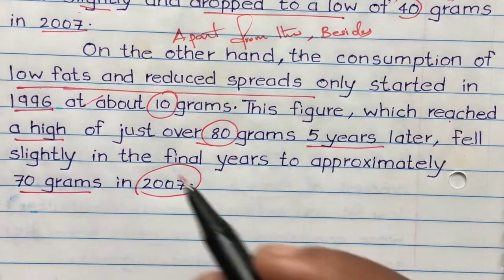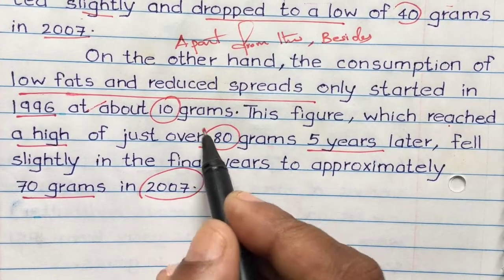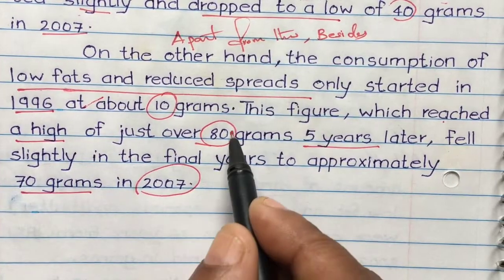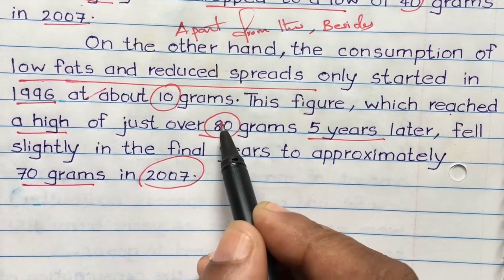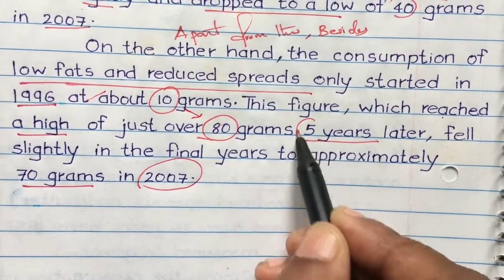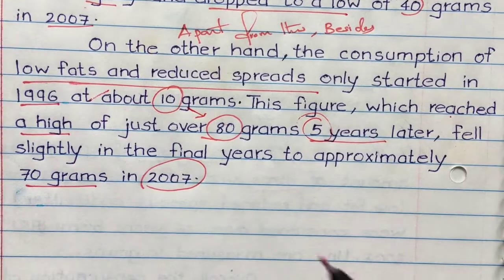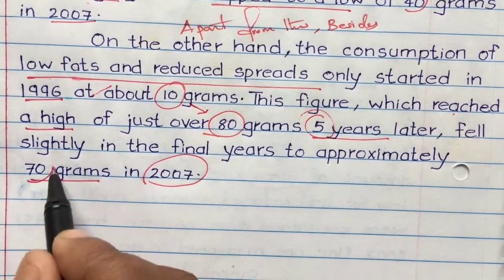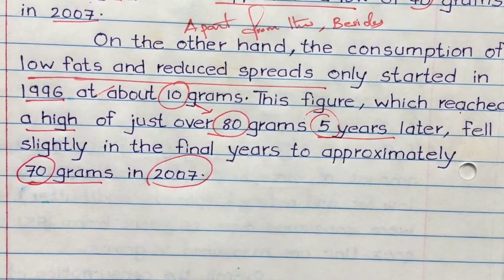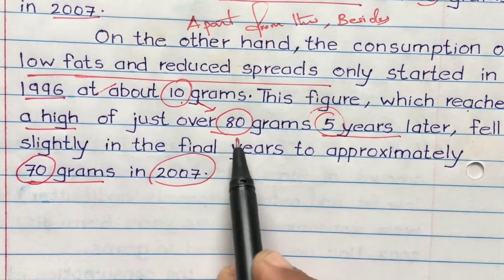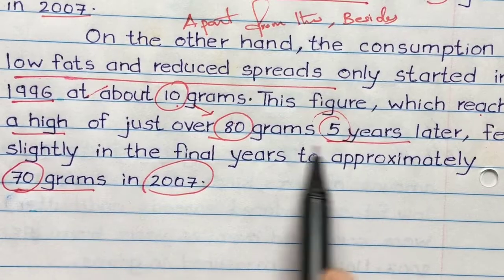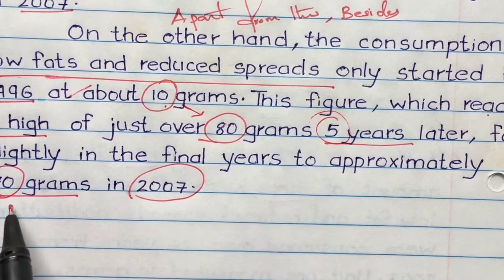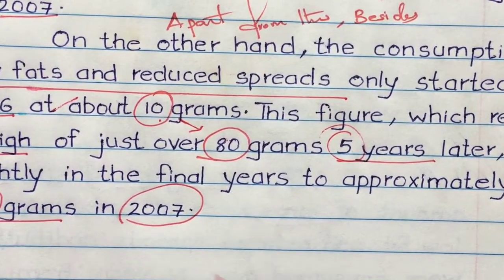I mean people started consuming this at about 10 grams. However, it reached 80 grams within 5 years. Okay, see the difference, 10 to 80 grams within a 5 year period, and later it slightly decreased. However, it maintained 70 grams in 2007. Even though it started at 10 and increased to a range of 80, and later fell to some extent, it remains at 70 grams in 2007.